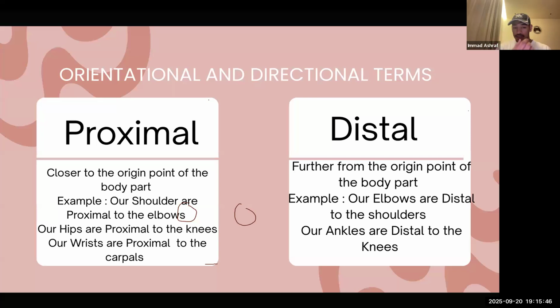Or you can say our wrists, which is this, are proximal to the, this should be metacarpals instead of carpals. So I'm just going to correct it. Okay, I'm sorry for my handwriting. It's not great. Okay, so your metacarpals are bones that you have after the wrist.